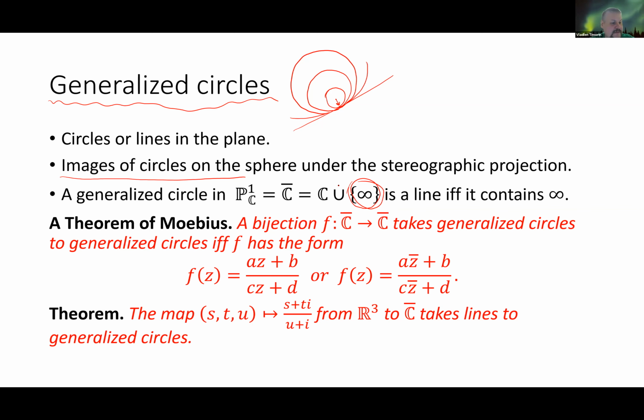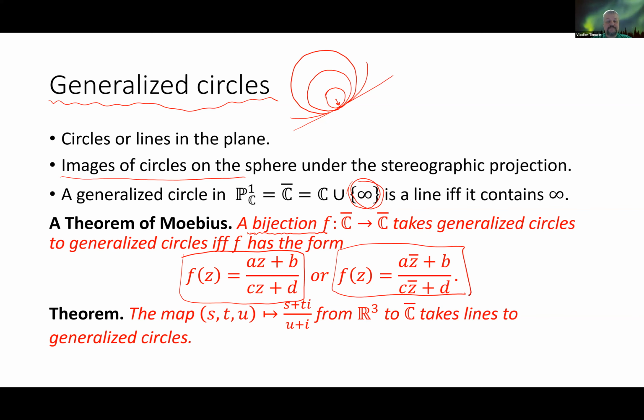So a very classical theorem of Möbius says that if we have a bijection f, it is enough to require that f is a bijection, we don't even need to assume continuity here. So if we have a bijection from the extended plane of complex numbers to itself that takes generalized circles to generalized circles, then necessarily this bijection is either fractional linear like this, or the composition of the complex conjugation and the fractional linear map.